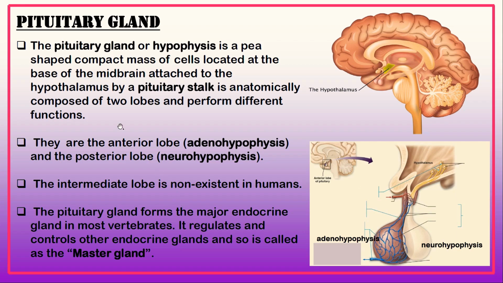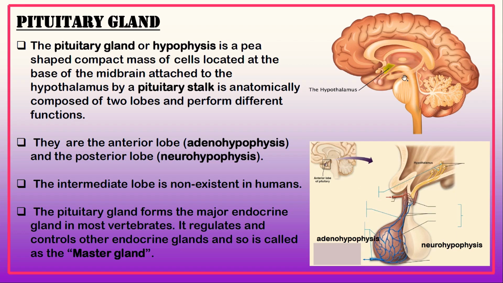The first endocrine gland is called the pituitary gland. It is otherwise called hypophysis. It is a pea-shaped compact mass of cells located at the base of the midbrain, attached to the hypothalamus. So the brain is classified, as we have already learned in the nervous system, into forebrain, midbrain and hindbrain.